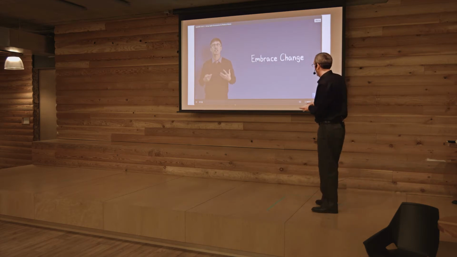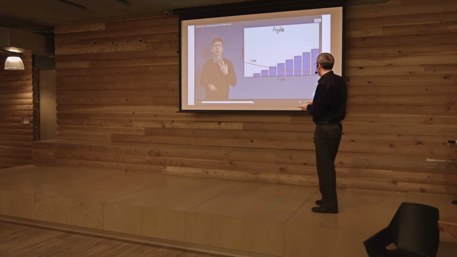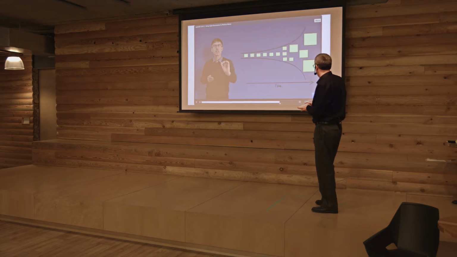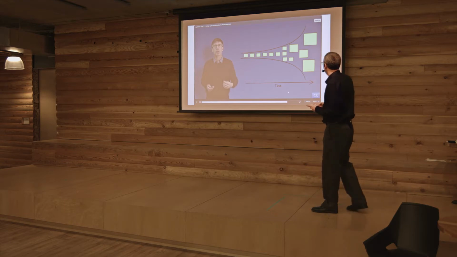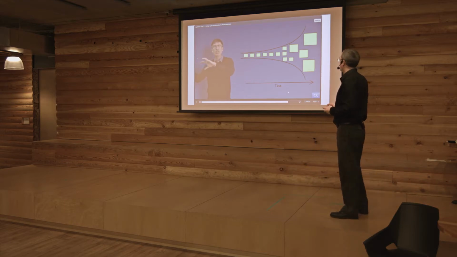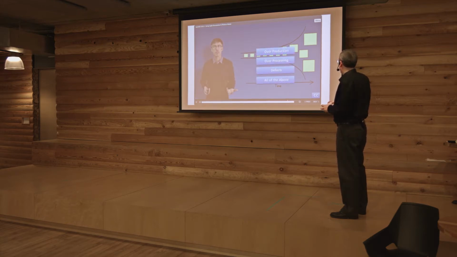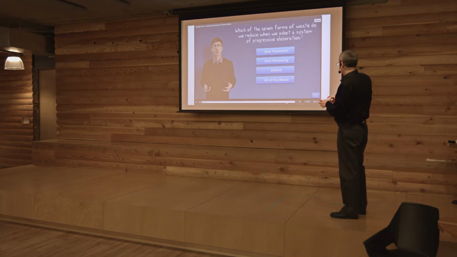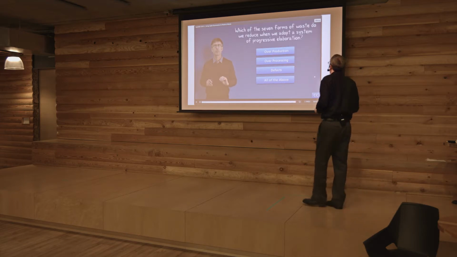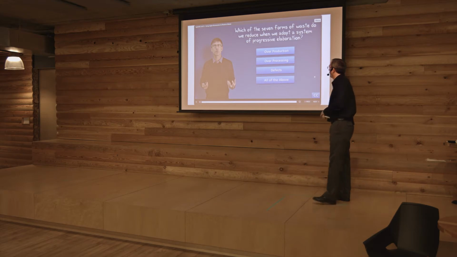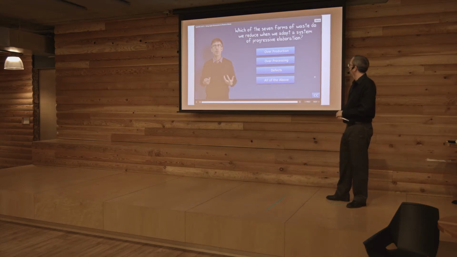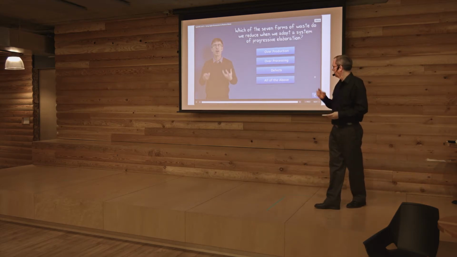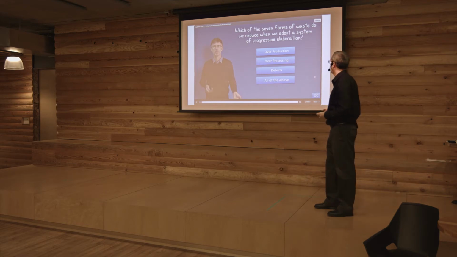Embrace change is the classic agile action. And as we use the opportunities for learning to help us progressively elaborate these requirements and move them through a flow of value moving through our team. So with that in mind, which of the 7 forms of waste do we reduce when we adopt a program or a system of progressive elaboration?